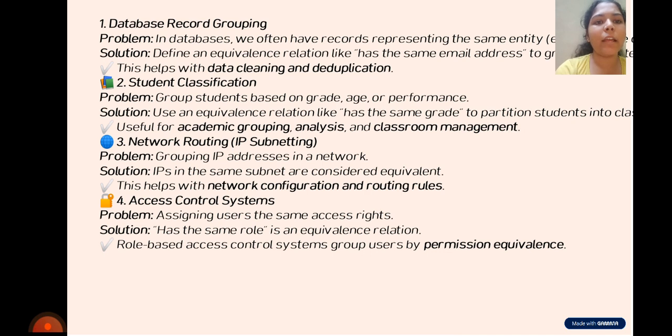Network routing like IP subnetting. While grouping IP addresses in a network, IPs in the same subnet are considered equivalent. This helps with network configuration and routing rules. Access control systems: the problem is assigning users the same access rights. Has the same role is an equivalence relation. Role-based access control systems group users by permissions equivalence.